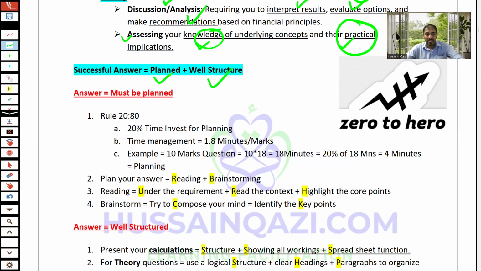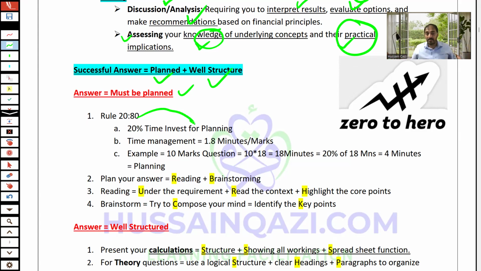Number one, about the plan. Don't forget the rule of 20/80. The examining team's recommendation, not my recommendation, the FM examining team's recommendation, is that any student must invest at least 20% of their time for planning. Make sure whatever question you are attempting, don't be in a hurry. Invest 20% of the time for planning. 20% of the time must go to planning.